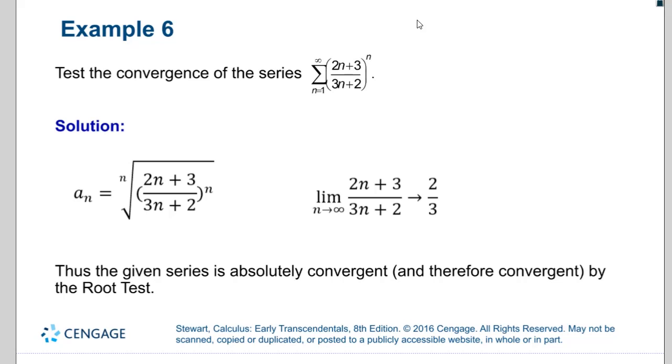In this series, I have (2n+3)/(3n+2) raised to the nth power. So to do the root test, I take the nth root of that, which will leave me with just (2n+3)/(3n+2). I take the limit of that as n goes to infinity, and I'm left with 2/3. Since 2/3 is less than 1, this series is absolutely convergent. And we're done with the root test.